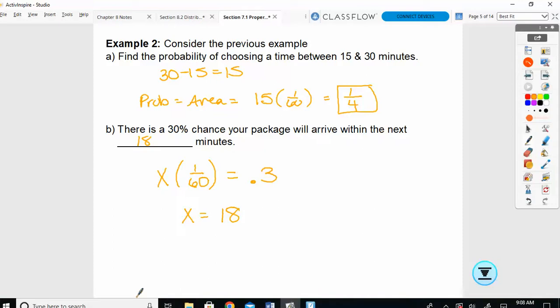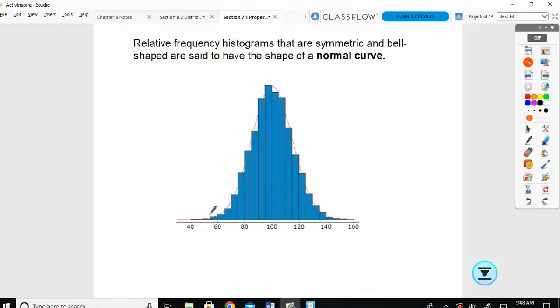But the uniform distribution isn't going to be our main focus because it just doesn't come up very often that everything has the same probability. A lot of times we see something where your probability at the beginning is kind of low and then it peaks in the middle and then it tapers off at the end. We've seen graphs like this before, haven't we? What did we call these?